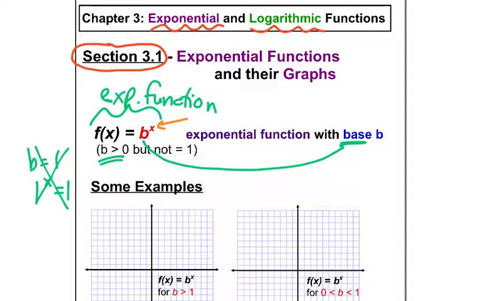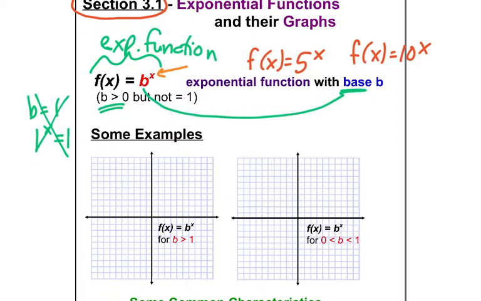For example, we can have f of x equals 5 to the x, or we can have f of x equals 10 to the x, or 6 to the x. And all those numbers, the 5 and the 10 and the 6, would be the bases, and the x is the exponent. Okay, well, what happens when we actually graph these, to see what they look like?